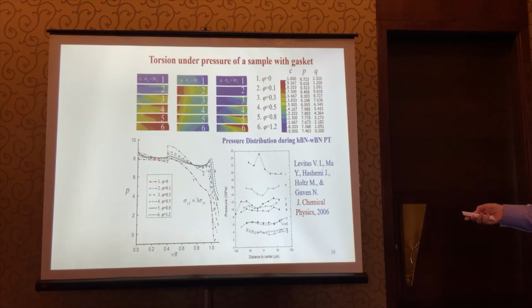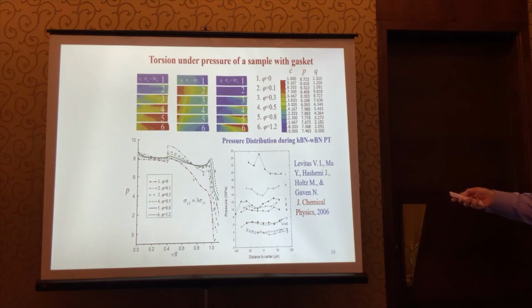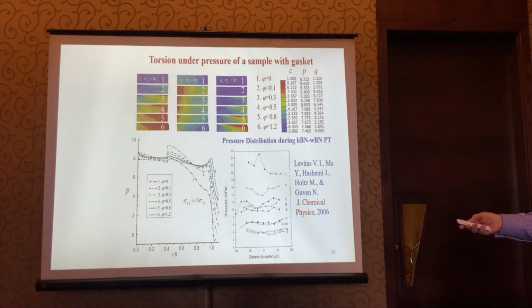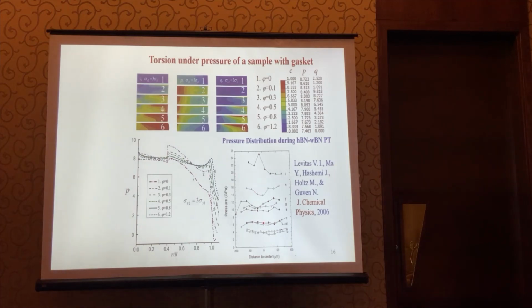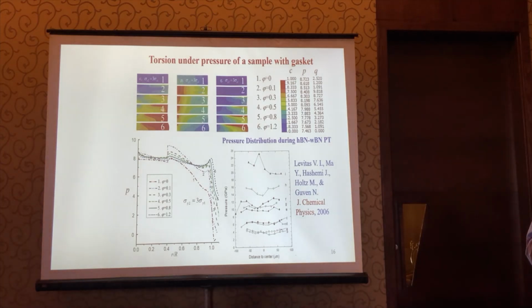You see, this is in computation. So we optimize gasket, sample, geometry, and material. And you see during rotation, pressure practically does not change, and it's very close to minimum possible pressure. And we got the same in experiment for phase transition from hexagonal to cubic boron nitride. So with some experience and with help of modeling, we can control this, but not in a very simple way.